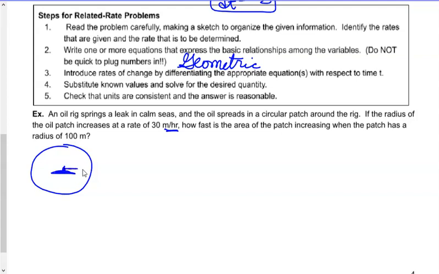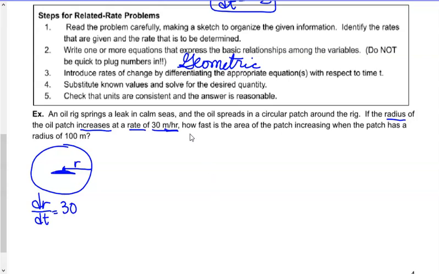So in here we have a certain radius, and we need to identify in step 1 what are the things that we are given. It says that the radius of the oil patch increases at a rate of 30 meters per hour. That is the rate that our radius is changing with respect to time. So in our notation, that's what we're going to call dr over dt, and that is equal to 30. And it's increasing, so we would end up having that be a positive number.